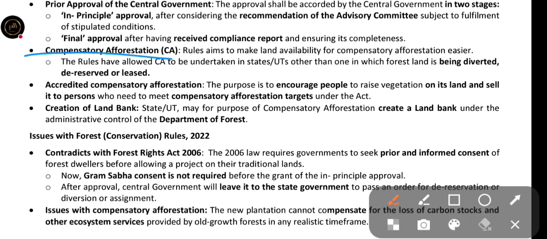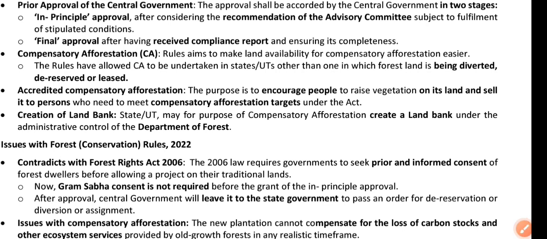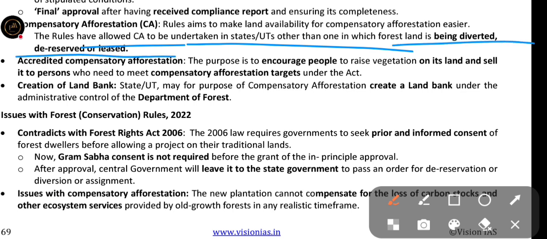Okay, and compensatory afforestation. Under this, the rules aim to make land availability for compensatory afforestation easier. That is, the communities which are inhabited near these forests or in these forest areas shall be compensated by the government if they face any challenges. And the rules have allowed compensatory afforestation to be undertaken in states or union territories other than the one in which forest land is being diverted, reserved or leased.